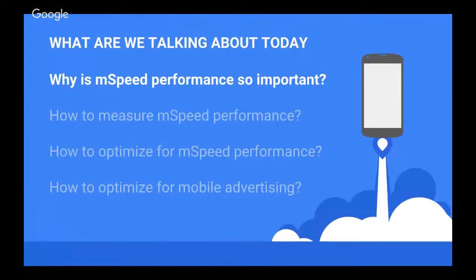So let's look again at what we will be covering today. There are 4 parts to this webinar session. First of all, why is mobile site speed performance so important? The M here refers to mobile site. Second, how to measure mobile site speed performance. Third, how to optimize for mobile speed performance. And last but not least, how to optimize for mobile advertising. So without further ado, let's dive into the first part.